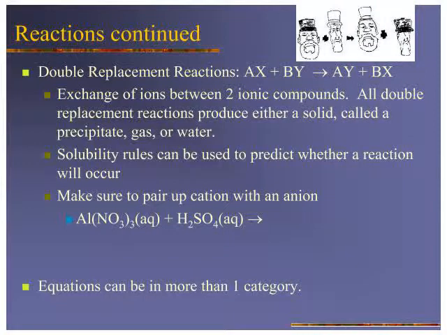Alright, this is our last kind, double replacement reactions. So double replacement: 2 things are being replaced. 2 things are switching partners. It says all double replacement reactions produce either a solid or precipitate, gas, or water. Our solubility rules can be used to predict whether a reaction will occur. We'll talk about the solubility rules when we do the net ionics, so don't worry about what that means yet. Make sure you're pairing up cations and anions. You can't put 2 cations together or 2 anions together. The cation and anion have to be together.